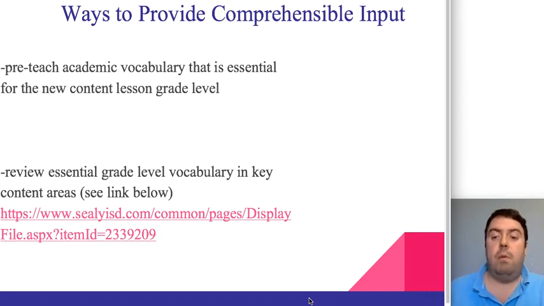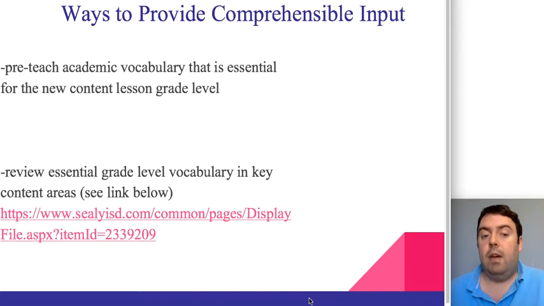Another thing you need to remember is overall, you need to have ongoing review of essential grade level vocabulary. And this could be during specific lessons, but it could also be at the beginning of the day or at the end of the day. The importance of reviewing key grade level vocabulary terms in an ongoing, repeated, and comprehensive manner is that students will then be able to communicate themselves on grade level in grade appropriate ways.